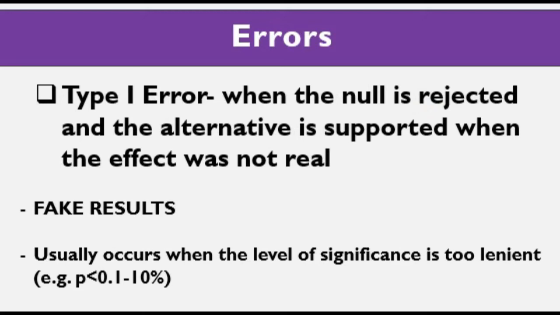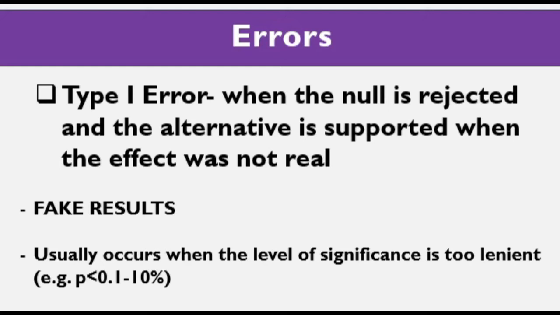Okay, now we have error. Error is like type 1 and type 2 error. It is accept and reject. Ang type 1 error, when the null hypothesis is rejected and the alternative is supported when the effect was not real. Okay, so ang type 1 error, it is also called an alternative hypothesis. Ibig sabihin, para maiwasan tong error na to, we shouldn't fake the results. Okay? Usually occurs when the level of significance is too lenient.